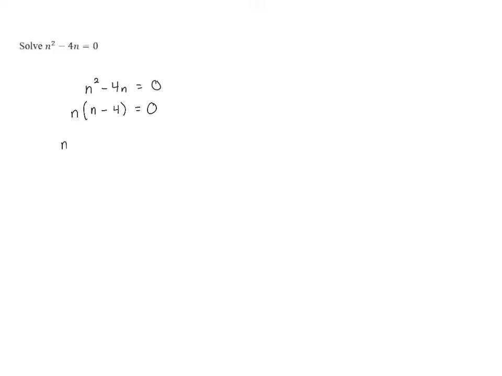The first factor is n, so we have n equals 0, or the second factor, n minus 4 equals 0. And n equals 0 is already solved. It's just n equals 0. We can just bring it down. The other one, n minus 4 equals 0, can be solved pretty easily. If we add 4 on both sides, that gives us n equals 4. And so we have our two solutions, n equals 0 or n equals 4.